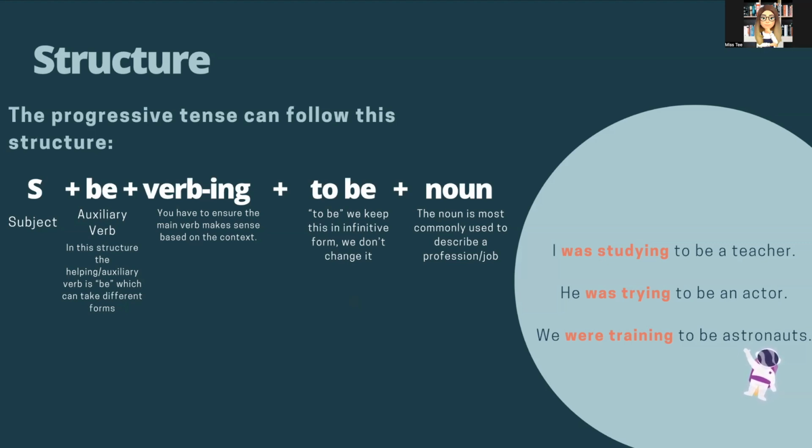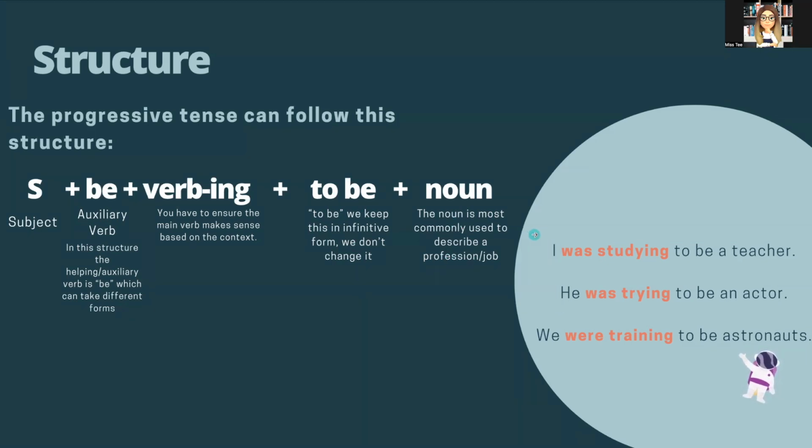This is called the infinitive form. We have "to" and the base form of the verb. So we have "to" here, and then "be" is the base form of the verb. And so we always keep it like this. We never change it around. And then we have a noun. And the noun most commonly is used to describe a profession or job.